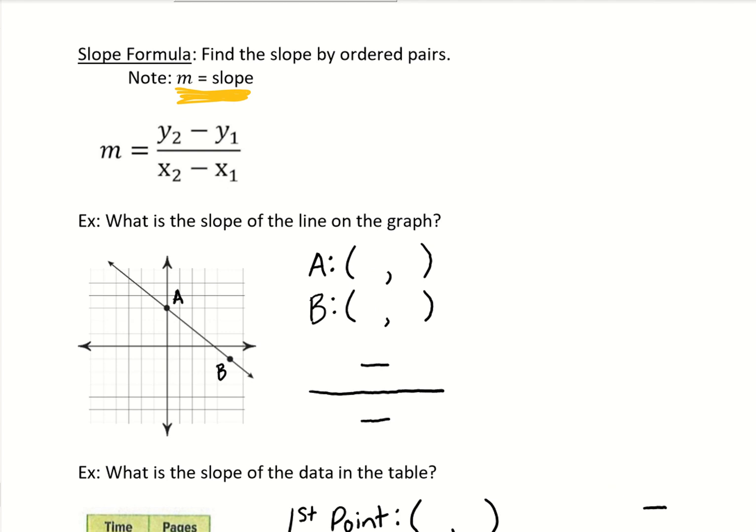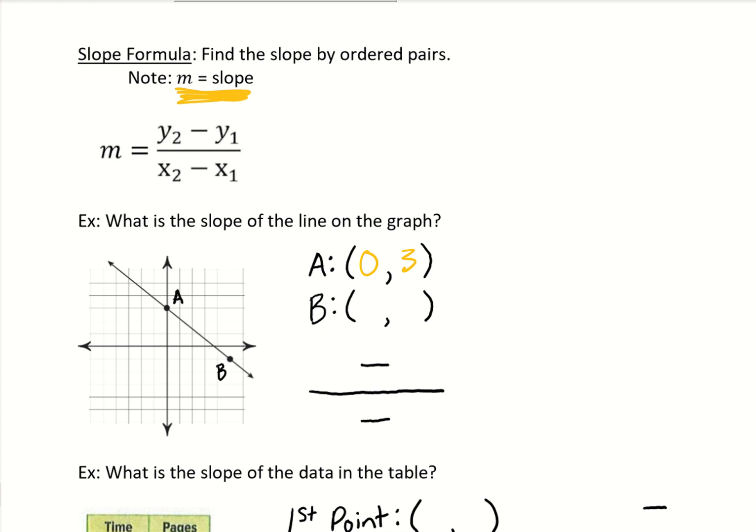So if we look at the example, it says, what is the slope of the line on the graph? So I'm going to need to look at point A and point B, and then I need to find the ordered pairs for each of those. Okay, so for point A, I'm going to start here at the origin. I'm going to go up 1, 2, 3. Okay, and that is my vertical change, which is my y value, which remember comes second. And then there was no horizontal change because it's right there on the y-axis. So that is going to be 0 for your horizontal change.